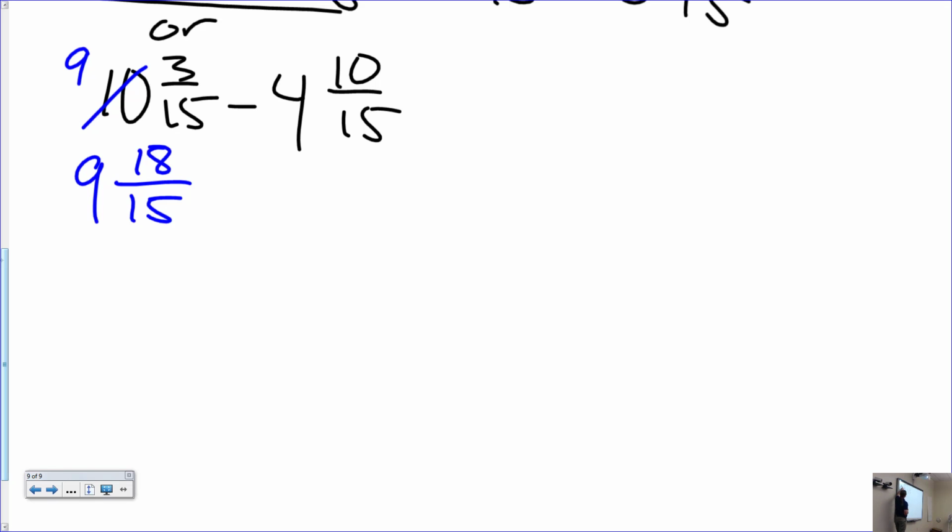The standard mistake that I see students do is that they'll tell me when they borrow 1 from the 10, they'll say this is 9 and 13 fifteenths. Why do you think people choose 13? Because we're almost always borrowing 10, right?